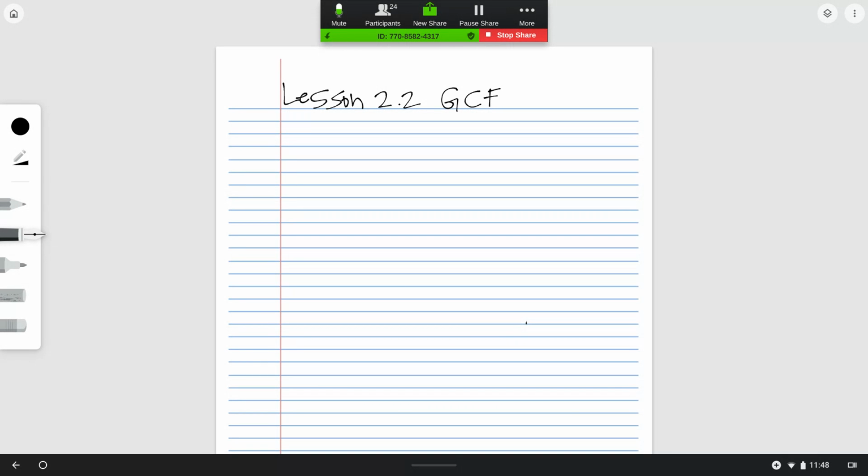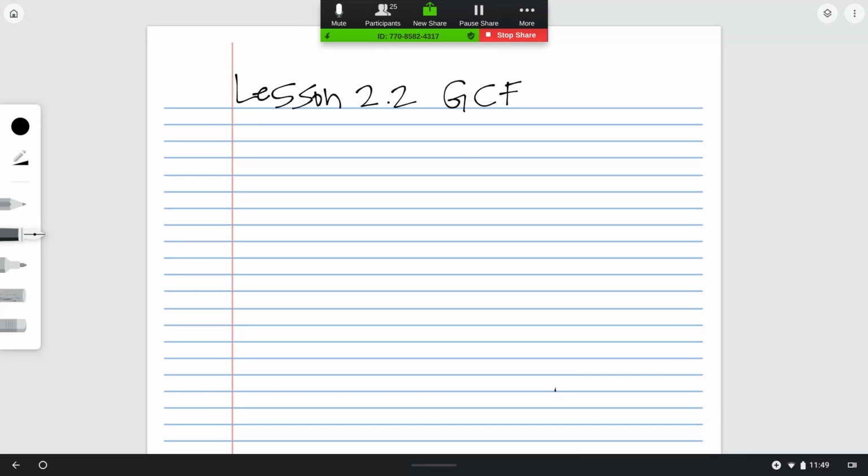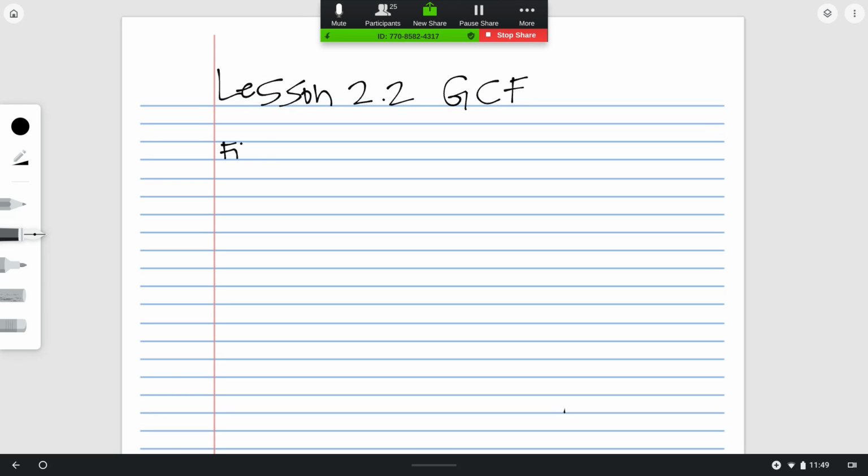Okay, working with greatest common factor. We've already gone over this, but we are going to do plenty of examples today to find the greatest common factor. So the first one that I am going to do, zoom in a little bit more. Find the GCF, greatest common factor, of 3 and 27. Find the greatest common factor of 3 and 27.